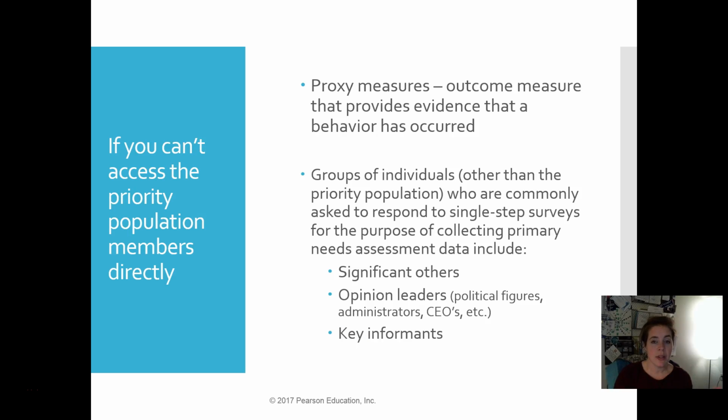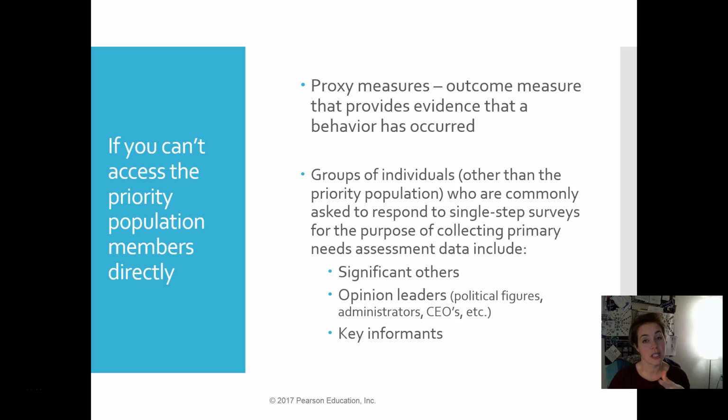So in some instances, I want to just point out, and the book talks about this very briefly, we can't access the priority population members directly. This might be because we're trying to talk to or understand the needs for infants in a particular community, or maybe a group of individuals who may have compromised cognitive abilities. The book talked briefly about those with dementia. So in this case, if we're looking for primary data collection, primary would then be a proxy measure, using a group or individuals who could inform us of the needs of that population.